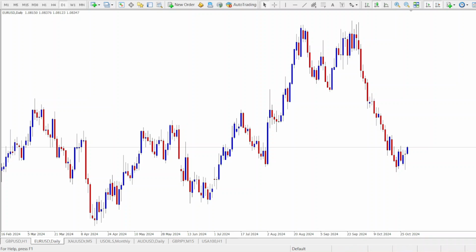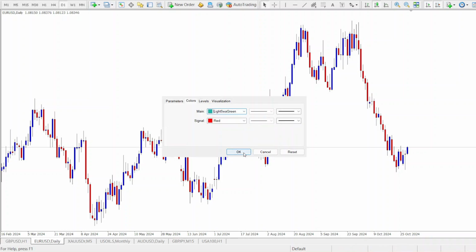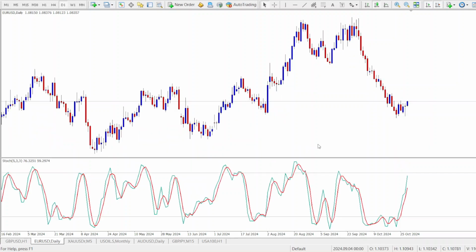First of all, let us add the stochastic oscillator to the chart, and then let us talk about what the stochastic oscillator is and why it's essential for traders. So the stochastic oscillator is a momentum indicator that compares a particular closing price of a security to a range of its prices over a specific period. This tool helps traders identify overbought or oversold conditions in the market, which can signify potential reversal points.